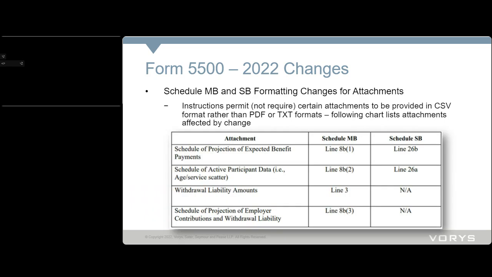This chart shows the attachments for both the Schedule MB and the Schedule SB that are permitted to be submitted in CSV format rather than the PDF or text format, basically because of size.